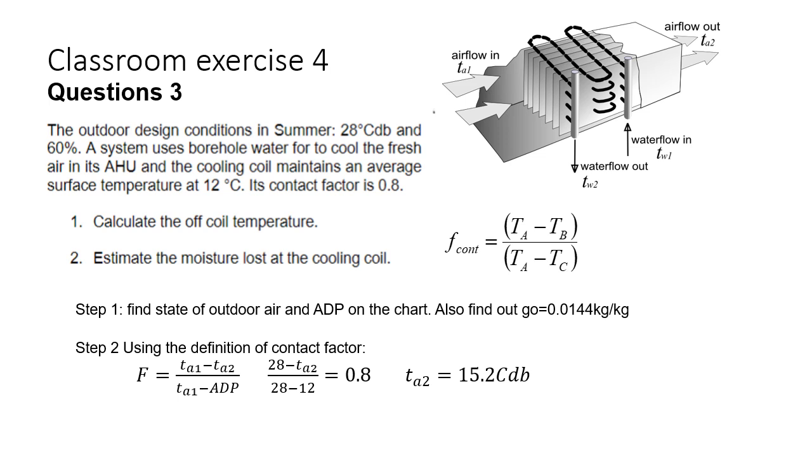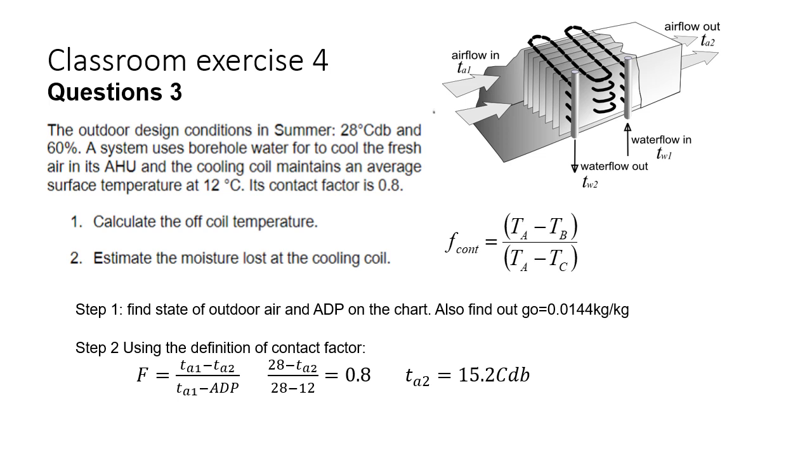But if there's no contact, so the temperature doesn't change, this temperature coming in at 28 degrees, out at 28 degrees, so therefore the contact factor is 0. So this coil doesn't affect the airflow at all. Okay, so that is how we calculate the temperature drop.